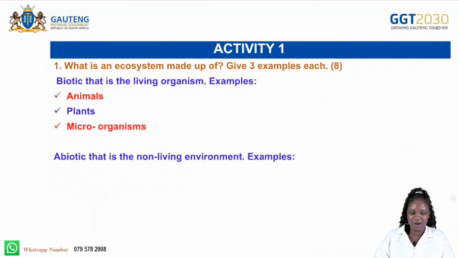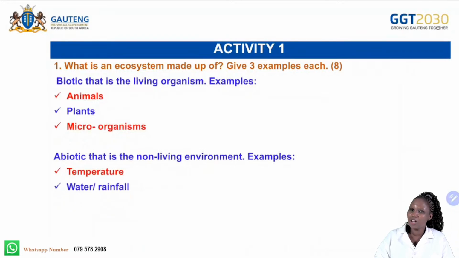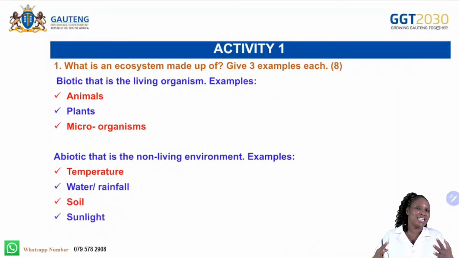Okay, and then what about the examples? We've got the temperature, we've got the soil, we've got the water, and the sunlight. These are non-living and these interact together. All right, they influence each other. For example, if it is a very cold area, then they influence which animal species can survive in cold weather.